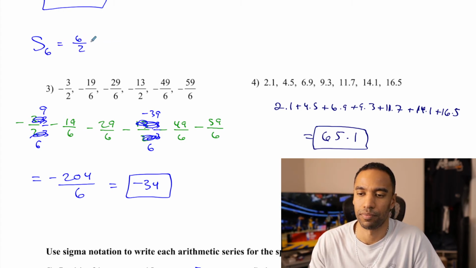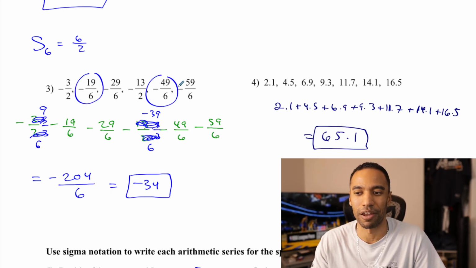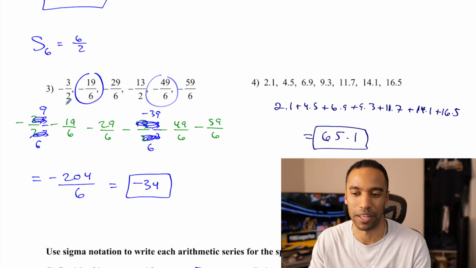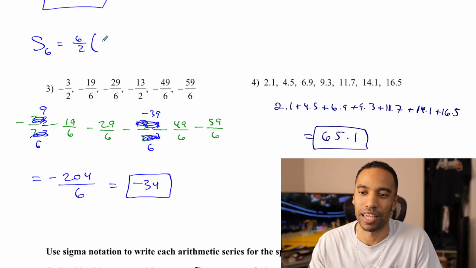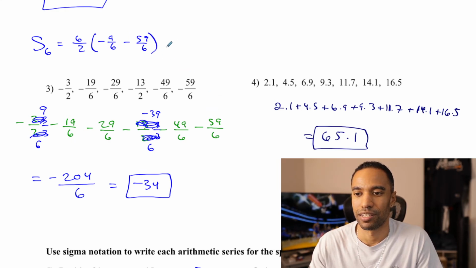We pair them off times, and honestly, I would have rather paired off these because I get a common denominator. I have it, though. Times negative 9/6 common denominator minus 59/6. That's no fun.